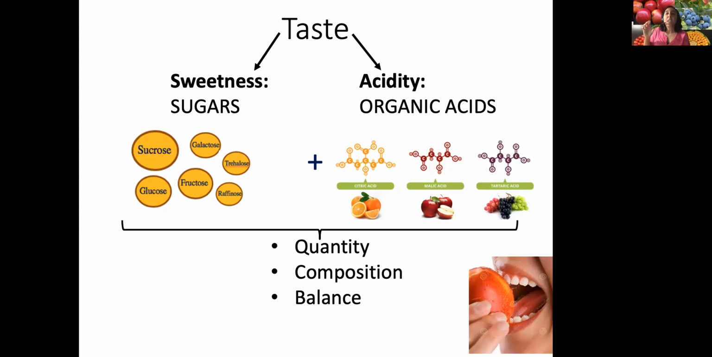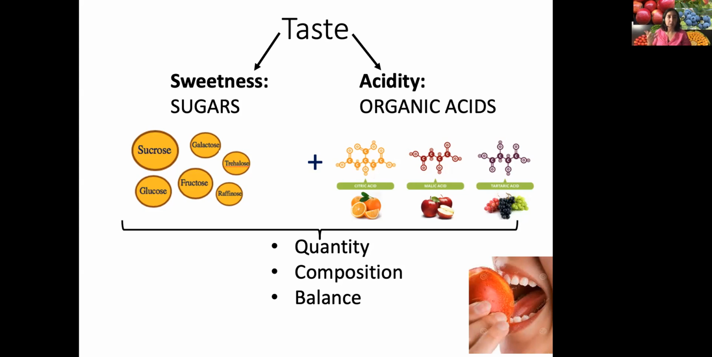So for fruits, the composition of these sugars as well as the content of sugars is going to be highly related with the sweetness that we are able to perceive. And the same thing with acids. Specific fruits will have characteristic acids that are present in a higher content in those fruits. For example, in citrus, in oranges, we have citric acid. In apples, in peaches, we have malic acid. In grapes, we have tartaric acid.